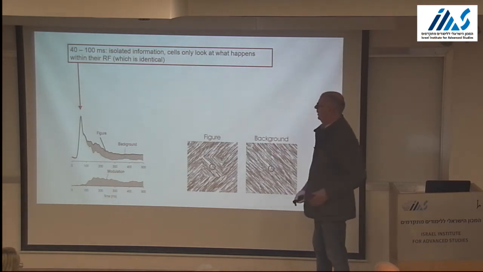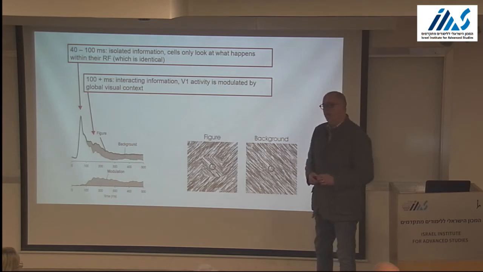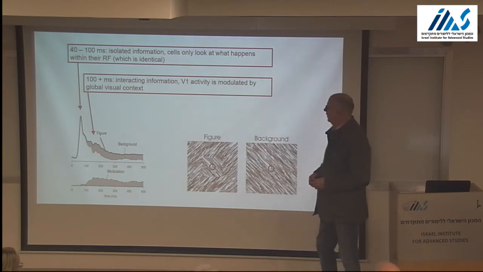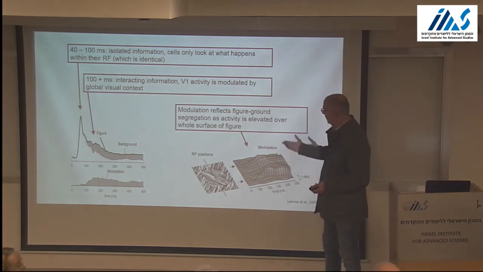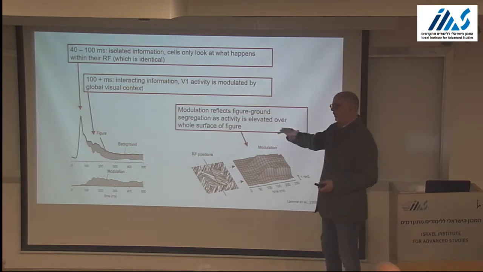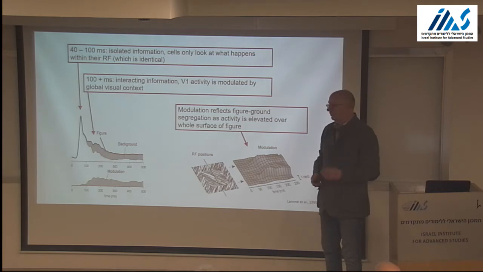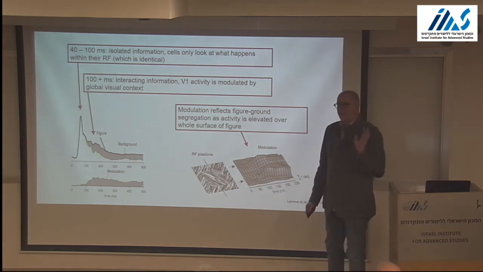But then after 100 milliseconds, you see that the activity in primary visual cortex, in this case, these are all monkey recordings, by the way, gets modulated by the more global visual context, in this case, the figure-ground organization of such a scene. Because what you also see is that if you look at how this elevation of activity spreads over the whole scene, the figure typically gets elevated over the whole background. It's something I did like 100 years ago. All right.